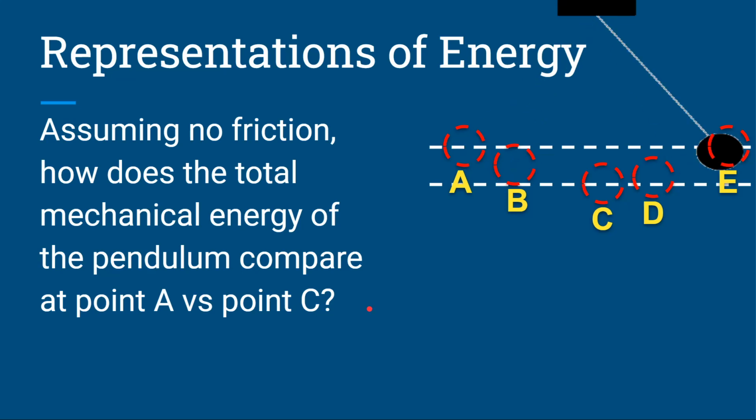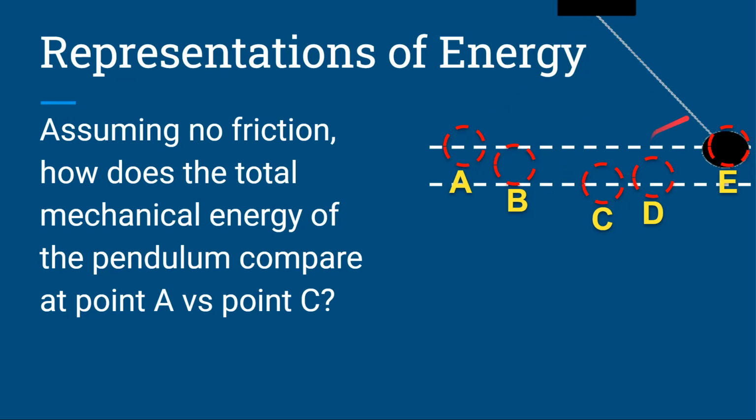So assuming no friction, how does the total mechanical energy of this pendulum compare at point A versus point C? What did we just say? The same. They should be the same. Okay, the total mechanical energy, and remember from our notes yesterday, your total mechanical energy is the sum of your kinetic and potential energy. So at point A, it's just gravitational potential. And at point C, it's just kinetic, that's the lowest point. So your total energy is changing forms, but the total should remain the same. Okay, and that's what the law of conservation of energy states.